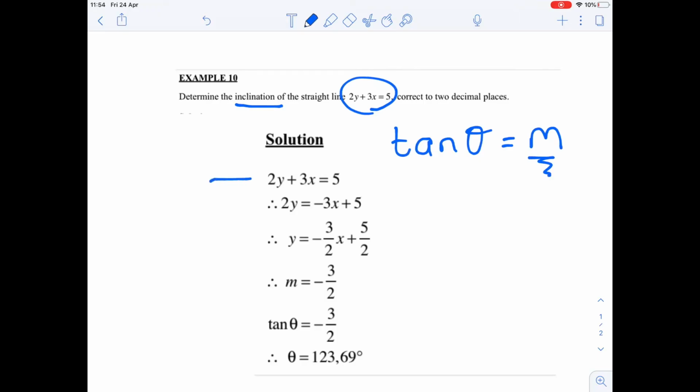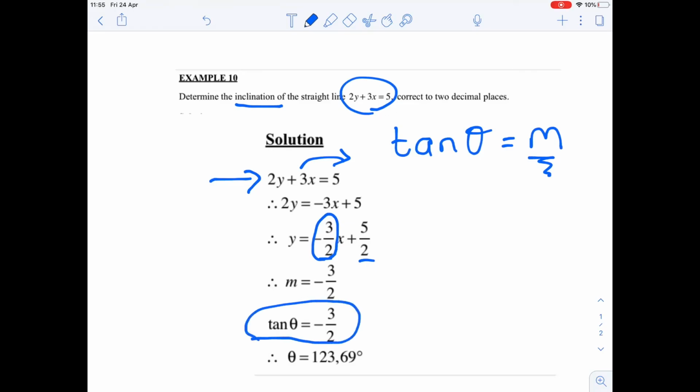So the first task to do here is to find out what m, the gradient, is. In this form here, the straight line is not in standard form. So we need to get it into standard form. We take the 3x across, becomes minus 3x, and we divide by the 2, and our final answer is y equals minus 3 over 2 x plus 5 over 2. And then we can pick up immediately from this that our gradient is in fact minus 3 over 2. So we have tan of theta equals minus 3 over 2.